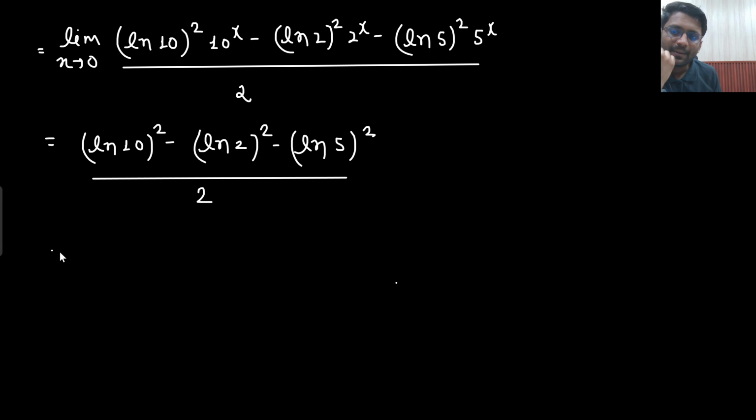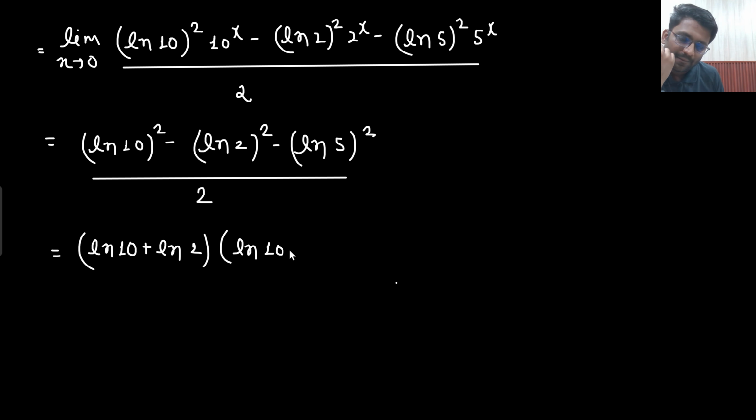So what I can do is that, let's apply a square minus b square. So what I will get, ln 10 plus ln 2, a square minus b square, a plus b into a minus b, into a minus b, right? Here I am applying a square minus b square. So a plus b, a minus b, minus ln 5 whole square divided by 2.